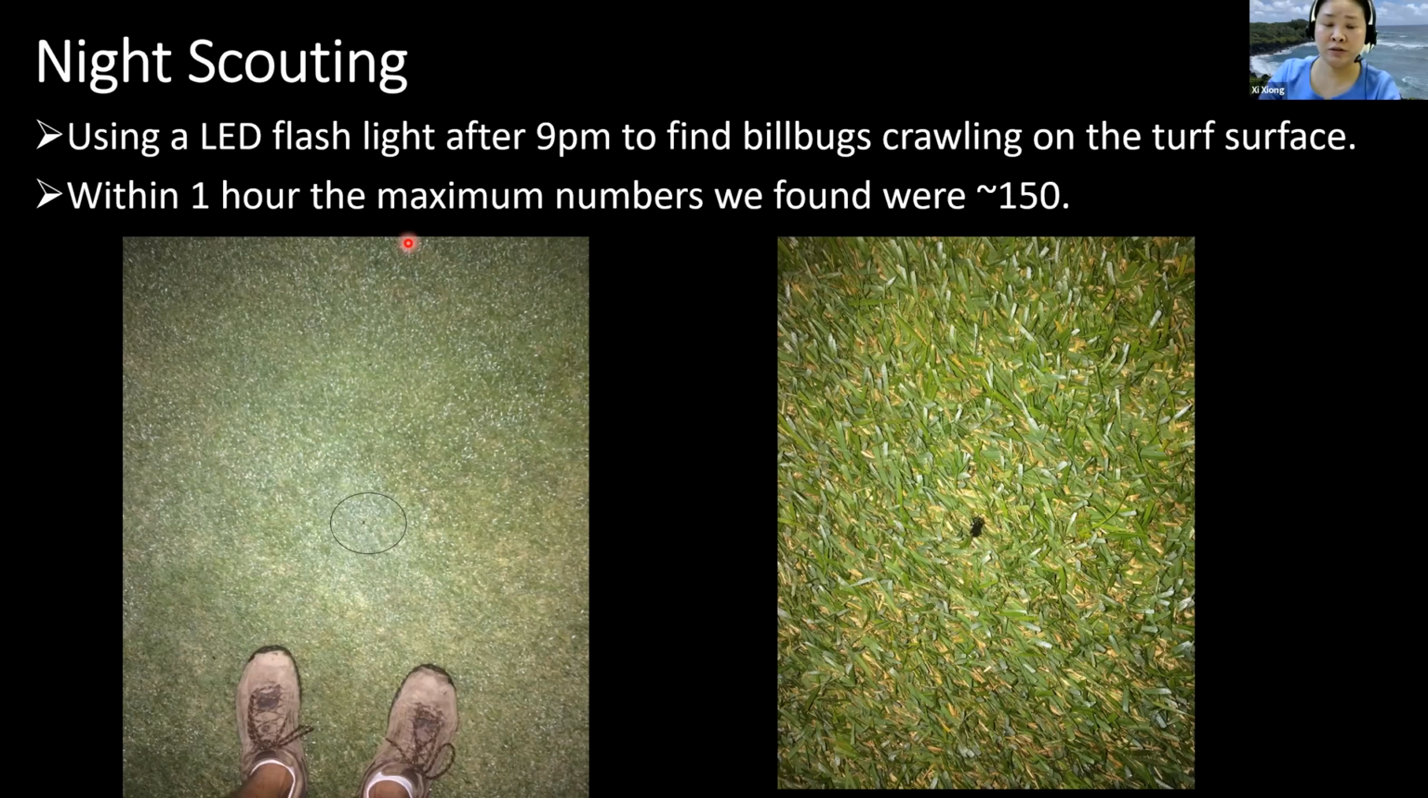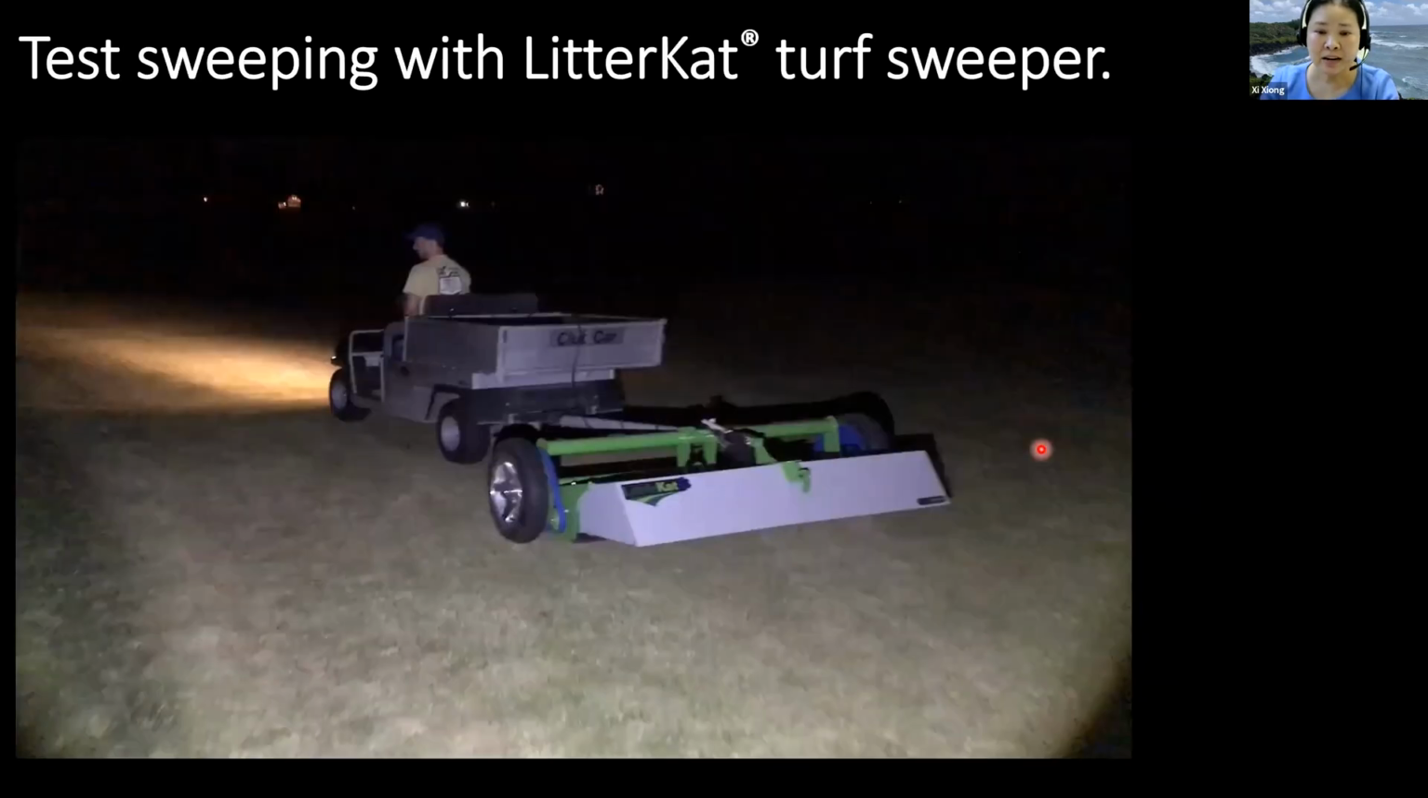One of my former students was actually pretty good. He could collect more than 150 billbugs within an hour. And that led us to think about whether there is any alternative way to control the billbug in order to reduce our reliance on conventional insecticide.